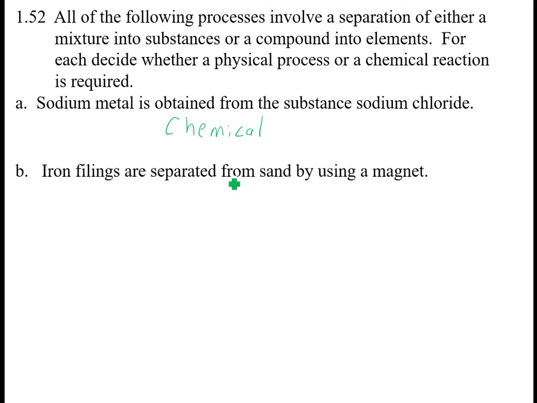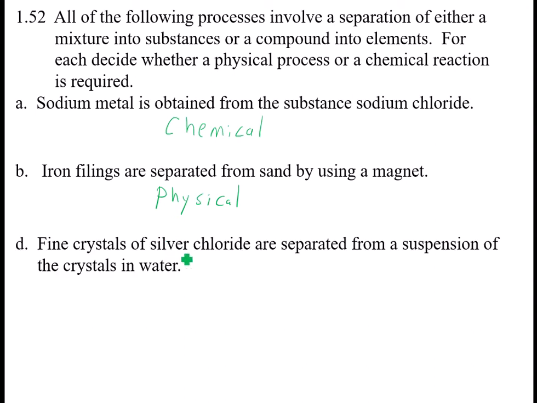Iron filings separated from sand by using a magnet. This was the example we saw, although it wasn't sand, it was a different substance, but we saw this one. This one is physical. So you see these are two different things. Iron and sand are two different things. There's nothing in common like sodium and sodium chloride. The sodium is inside the name of the sodium chloride. So that kind of gives you the hint there.